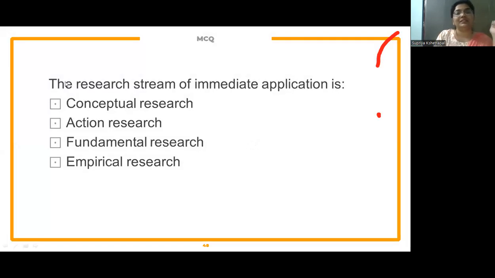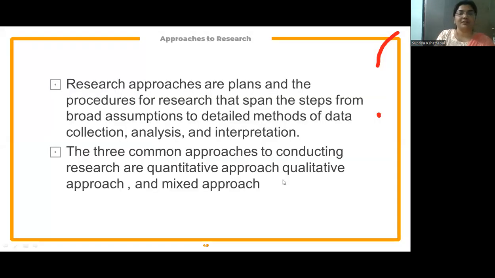Okay. The research stream of an immediate application. अब इसी का हमने अभी देखा था आंसर. आप बताइए अभी कौन सा आंसर करेक्ट होगा. Immediate application. Option B. Option B, that is an action research. यानी जहां हमारे पास प्रॉब्लम है जिसका हमने सॉल्यूशन फाइंड आउट किया, that is known as an action research.